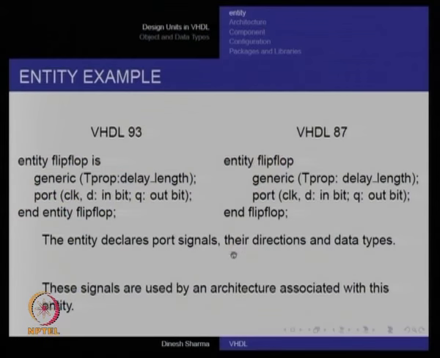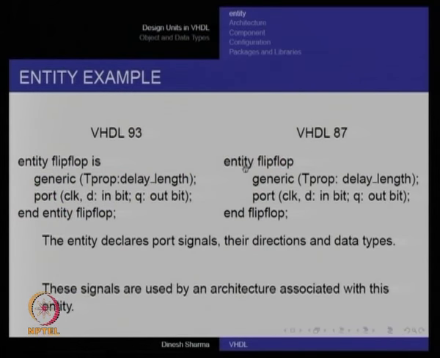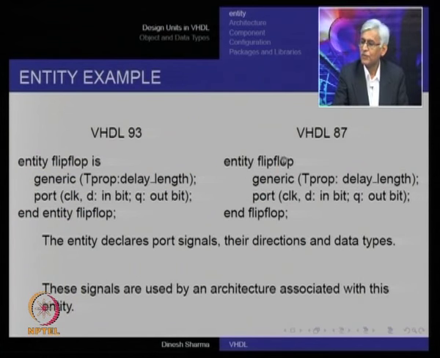Here is an example of how you describe a particular entity. We are describing a flip-flop. So, you have an entity flip-flop, and you have a generic called T-prop, which is the delay of this. Then you have a port list. The ports describe clock and D as two signals, which are inputs and are of the type bit, and Q as a signal which is the output and is also of the type bit, and end flip-flop. That is all the entity is supposed to contain.